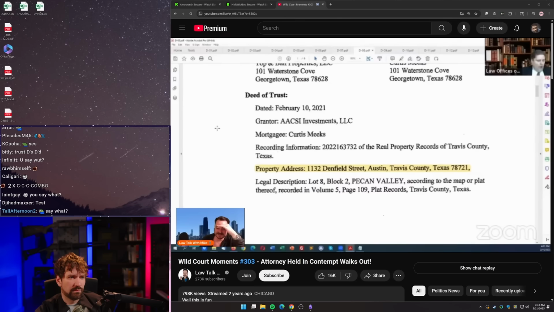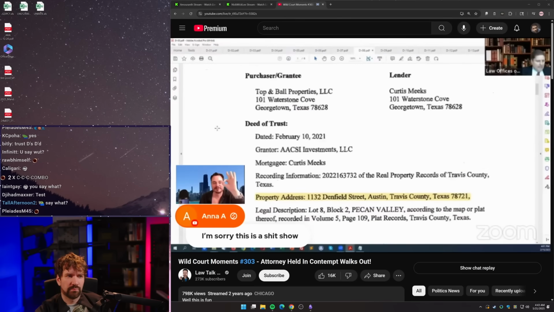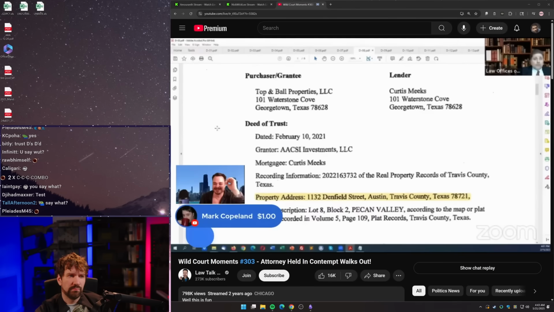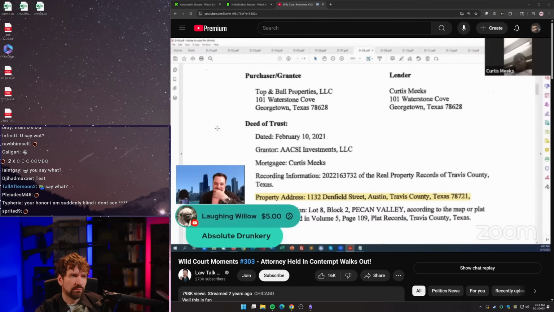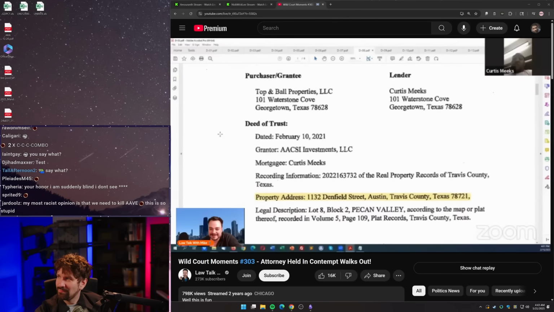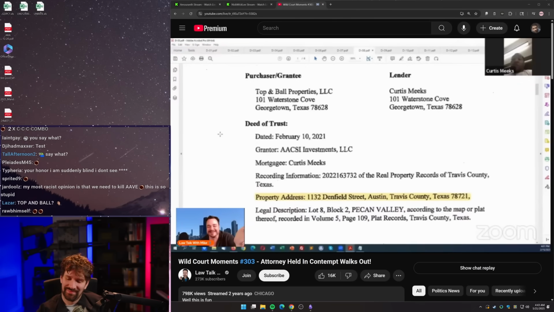Do you see Top and Ball Properties, LLC, listed as the purchaser grantee in this document? I see everything that you're telling me, Coleman. What is your question? What are you trying to know? I'm just trying to make sure you're familiar with this deed. You keep asking me, do I see it, brother? I see everything you're saying.